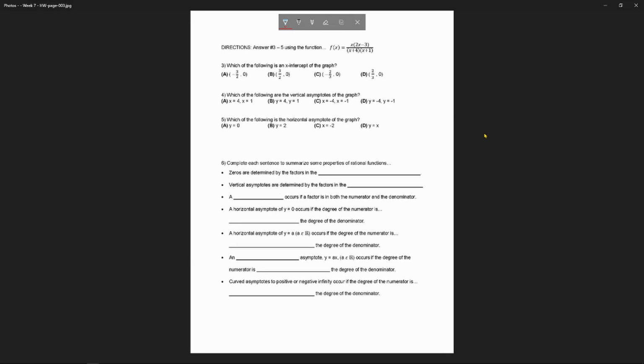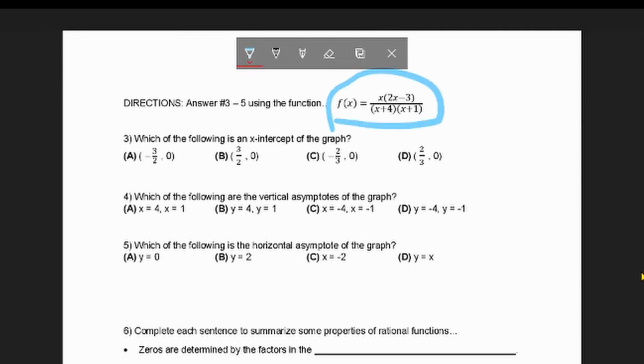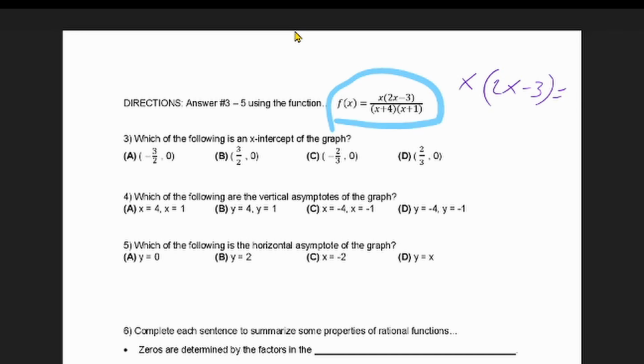Alright, so now we have to use this function to answer the following questions. It says, which of the following is an x-intercept on the graph? An x-intercept is basically where the function equals 0. So we set the numerator equal to 0. This would be x times (2x minus 3) equals 0.